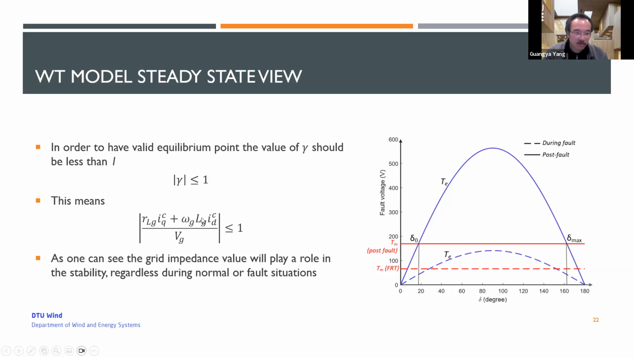And both during the normal and fault condition. During the fault, the V will be reduced, and then you have a reduced V sine delta curve. And in that curve, if you set an unrealistic ID, then you can also have a problem that you don't have any equilibrium point that you can find.